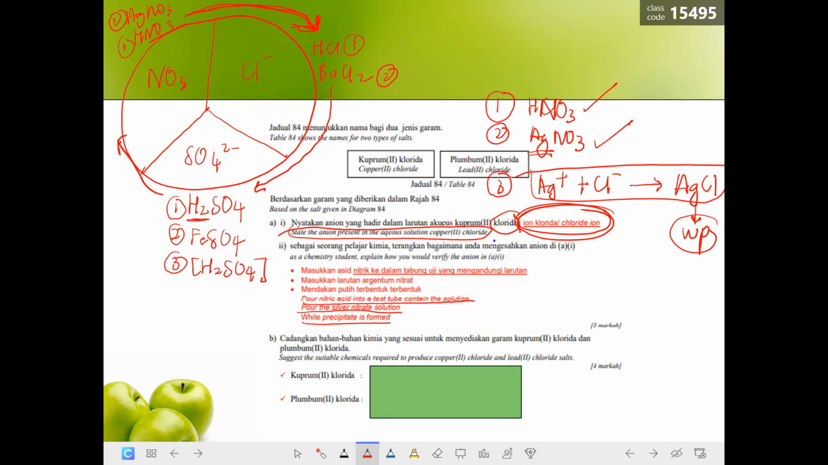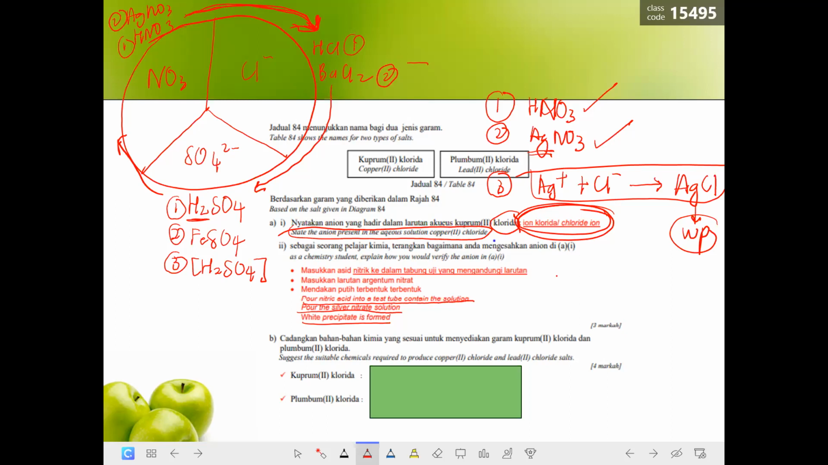Okay, I test for sulfate, class. How to test for sulfate? What is the confirmatory test for sulfate? Step 1, teacher must put what? Hydrochloric acid. Very good. Step 2? Barium chloride. Very good. What will I get? BaSO4. Very good.